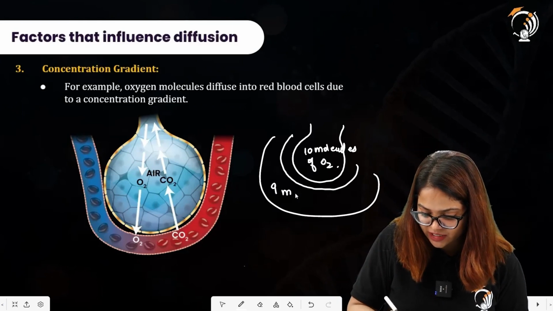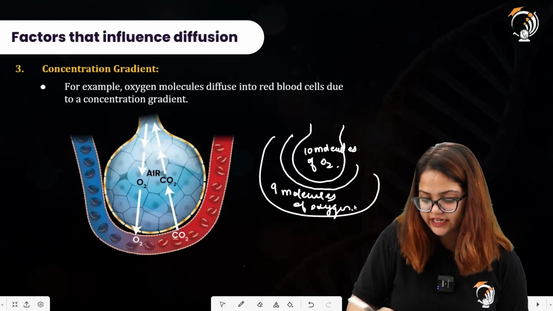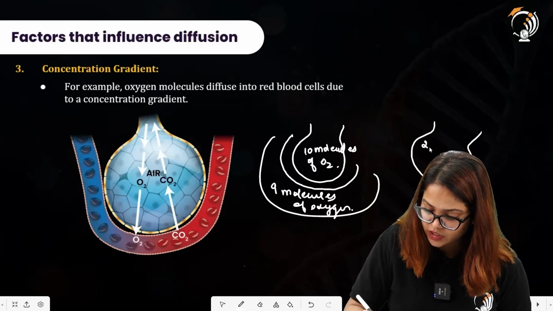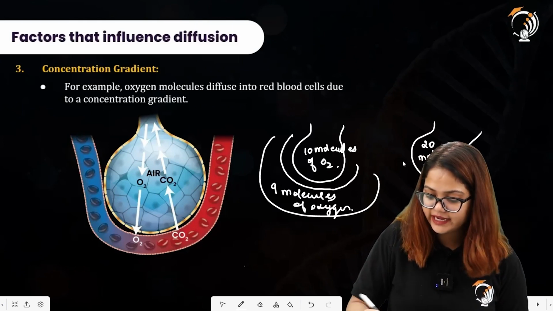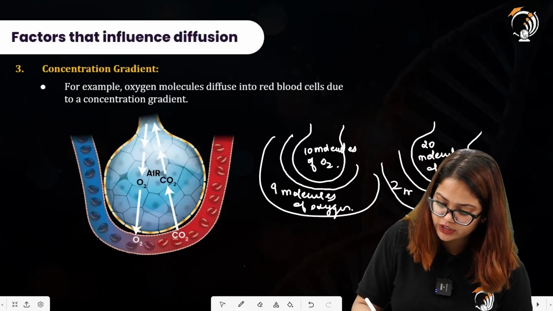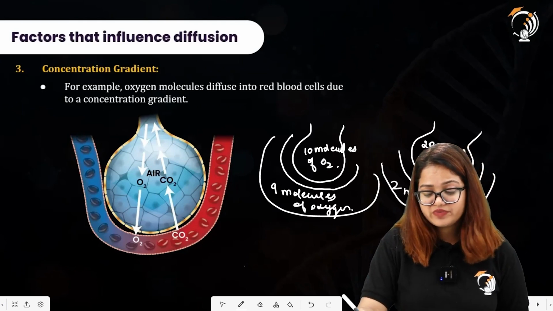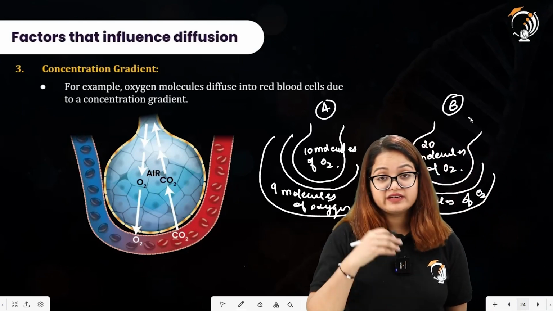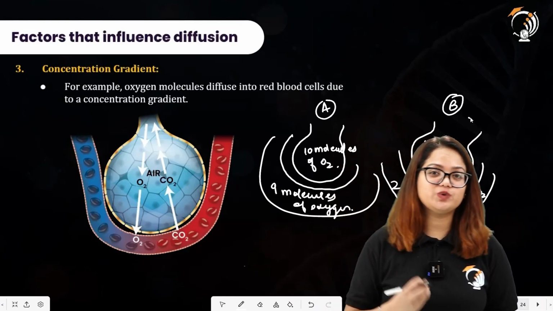So it has 9 molecules of oxygen here, and on the other side, let us assume that this alveoli here has 20 molecules of oxygen, and the capillary surrounding this alveoli has 2 molecules of oxygen. Now in which case you can observe that there is a rapid diffusion of molecules that will occur from a region of high concentration to a region of low concentration.